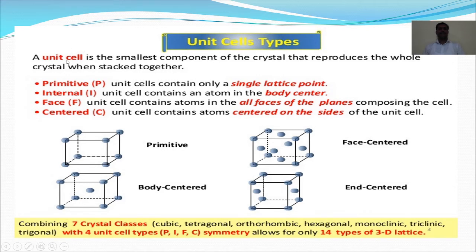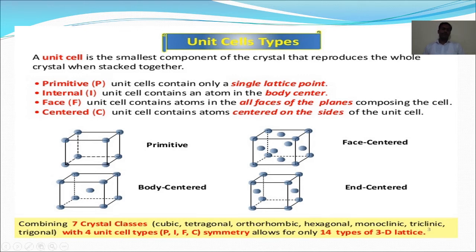Unit cell types. Unit cell is the smallest component of a crystal that reproduces the whole crystal when stacked together. Primitive, P: unit cell contains only a single lattice point. Internal, I: unit cell contains an atom in the body center. Face, F: unit cell contains atoms in all faces of the planes composing the cell. C centered: unit cell contains atoms centered on the sides of the unit cell.